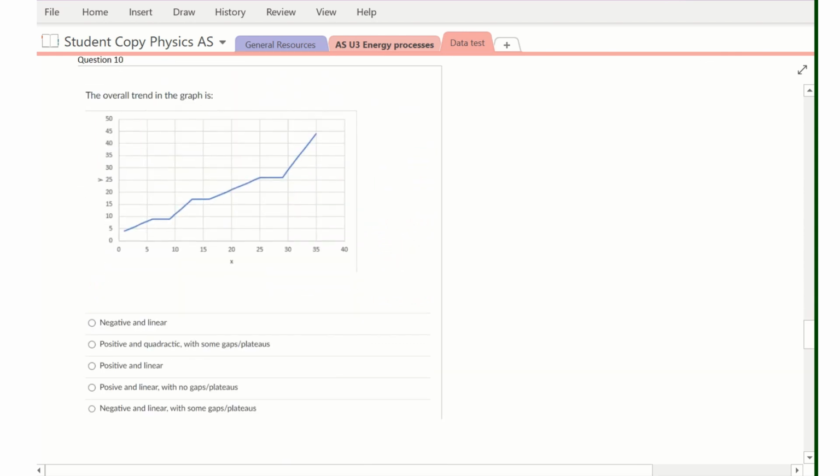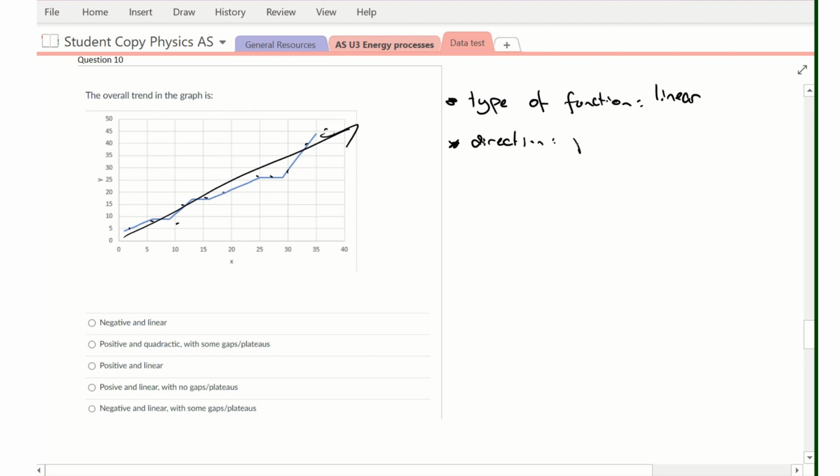I'll come back to that one. This is an easy one. The overall trend. I'm going to say, if this is all my data points, I'm calling that pretty positive relationship. Remember, I want to see 2 things. Number 1, type of function. In this case, linear. Direction is the other thing. Is it going positive or negative or inversely proportional or directly proportional? This one is absolutely positive.